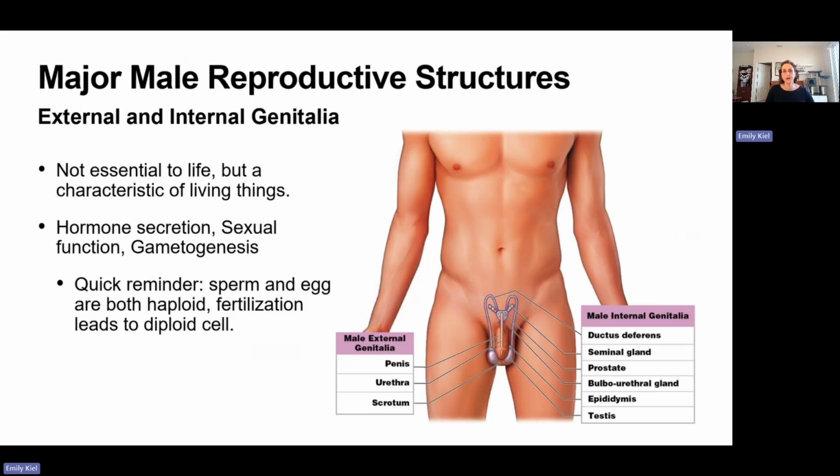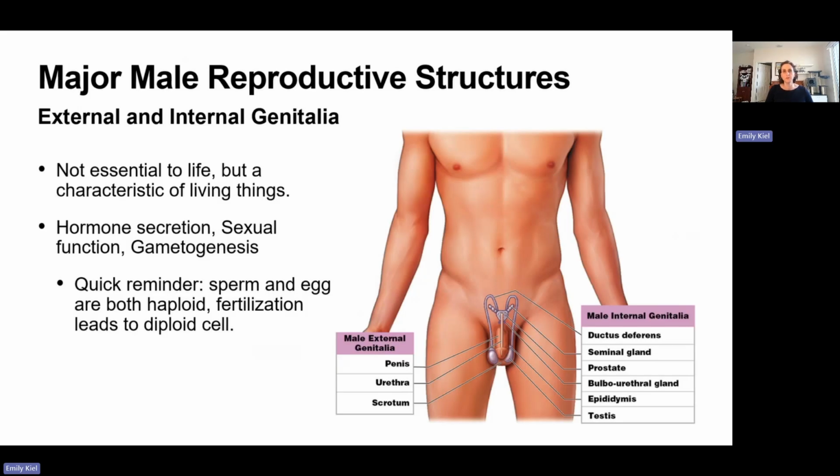These are not essential to life, but reproduction is one of the characteristics of living things, and so it is part of that characteristic. And these are responsible for hormone secretion, sexual function, and gametogenesis. So this is a reminder that gametes are the sex cells. They're either going to be eggs or sperm. They're sperm in the male.